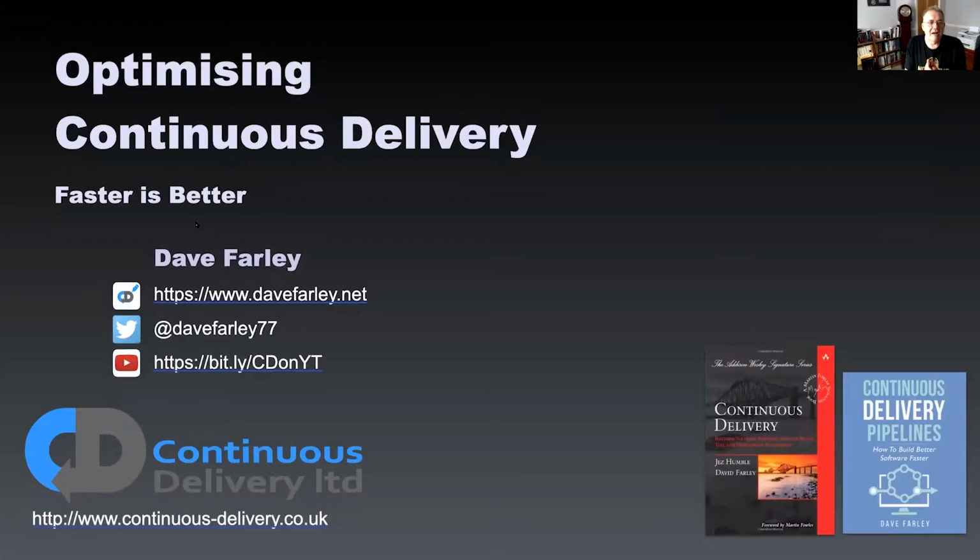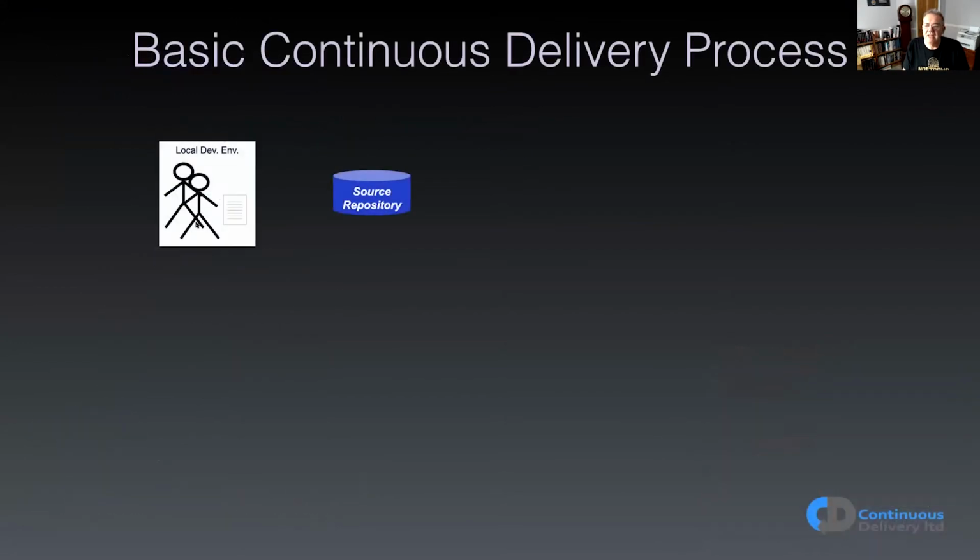So let's start thinking about optimizing continuous delivery. On the whole, continuous delivery is about optimizing to get very fast feedback into our development process so that we can move quickly and learn more effectively. And keeping it fast is part of the game.